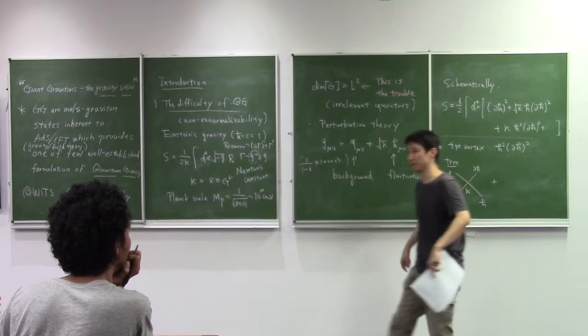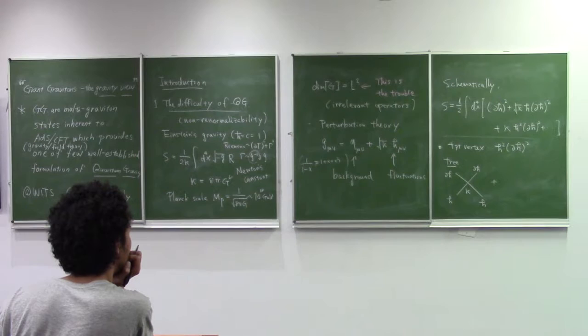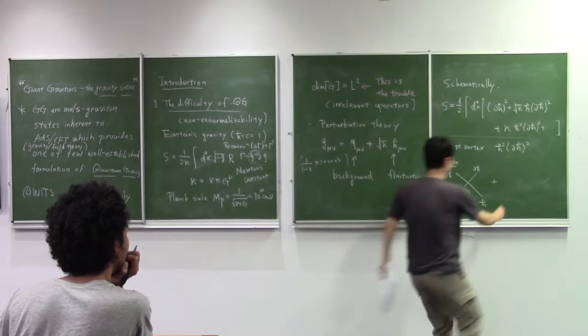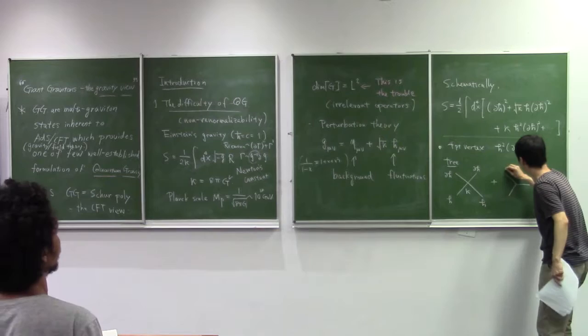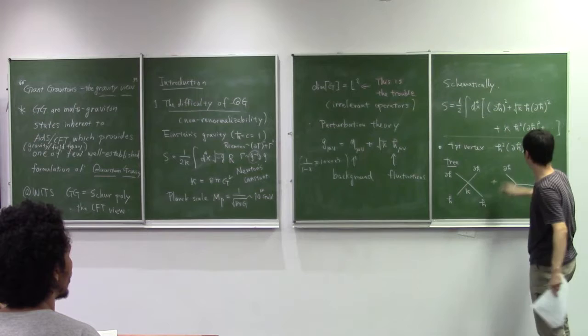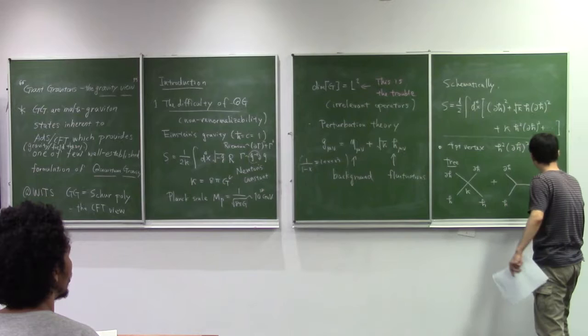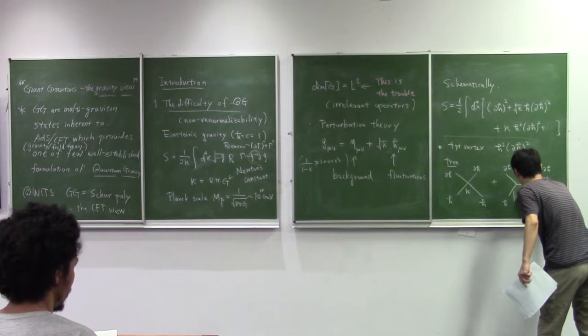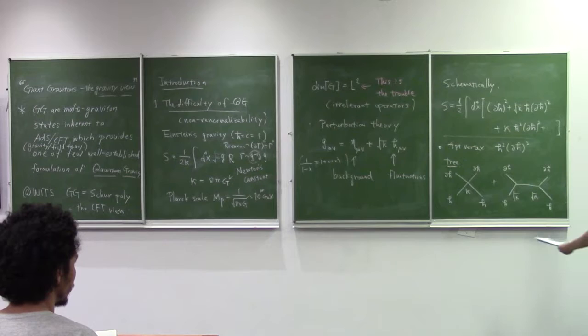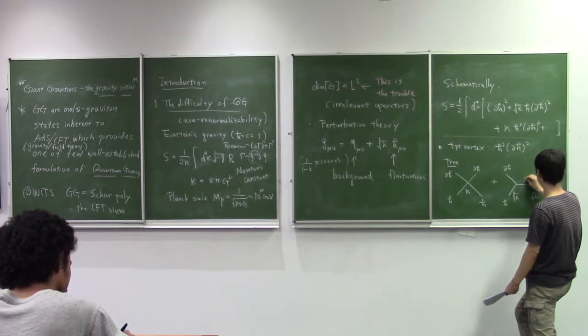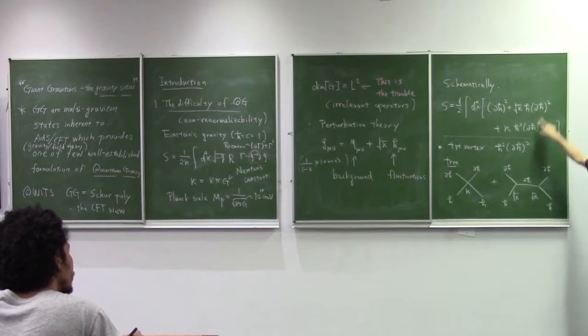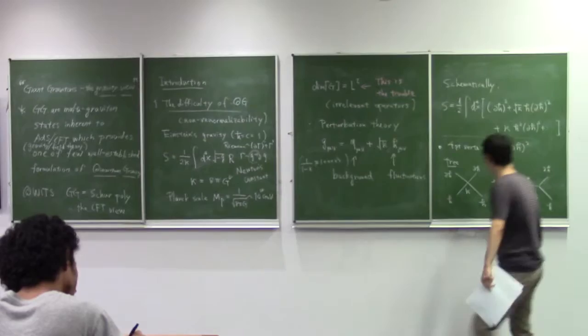How do you do that? Yes, yes, exactly. So these external lines have to correspond to this H and del H. And then this internal line should be del H. It's a del H squared, so del H and H. And I just count the power of momentum.